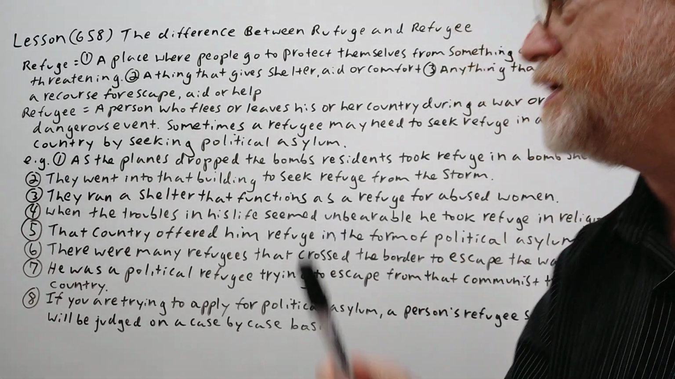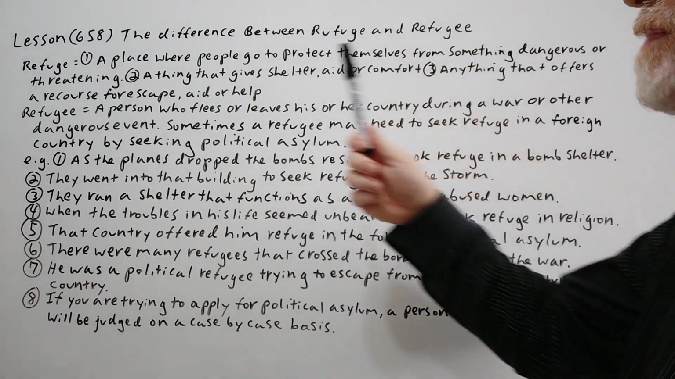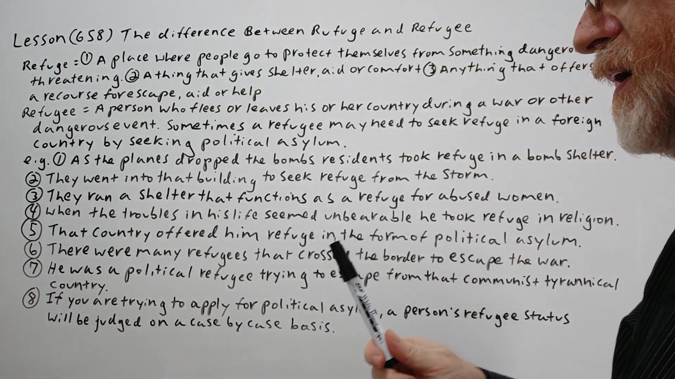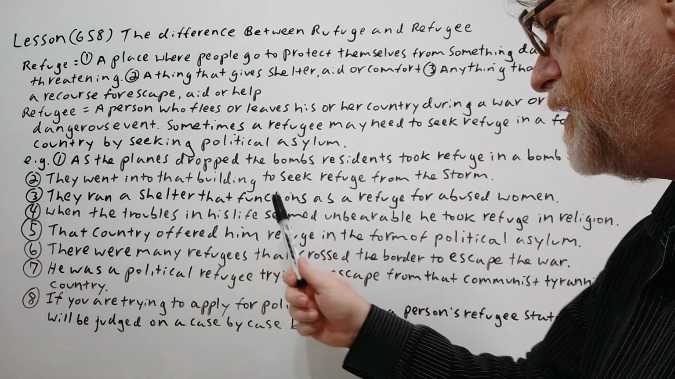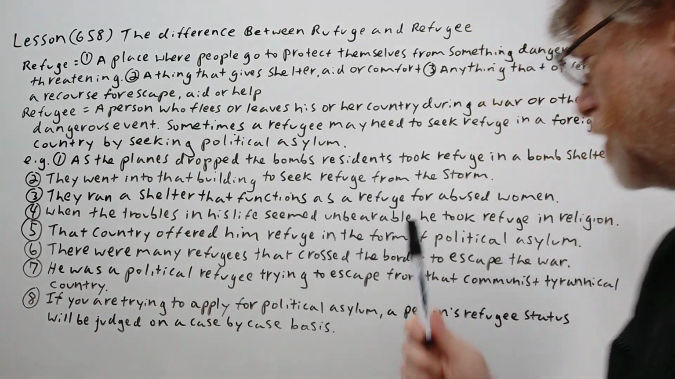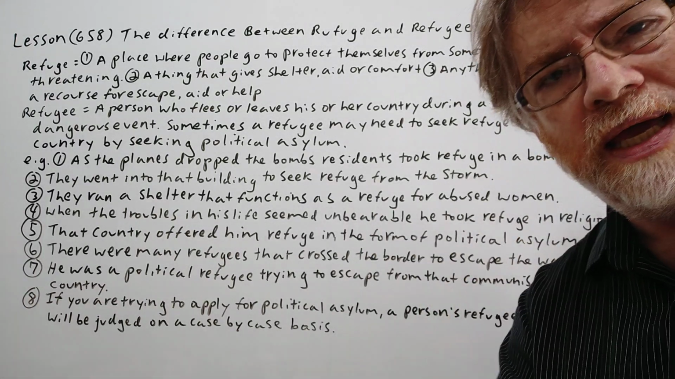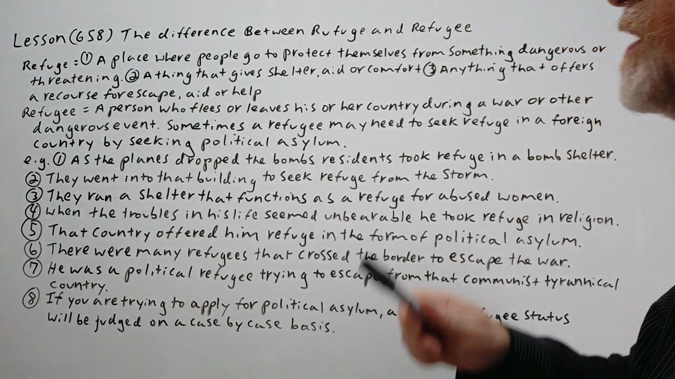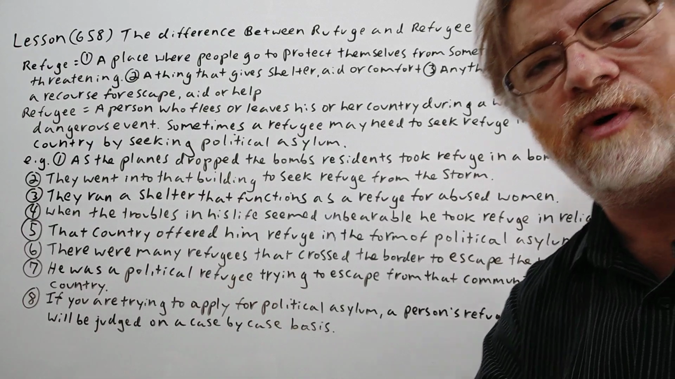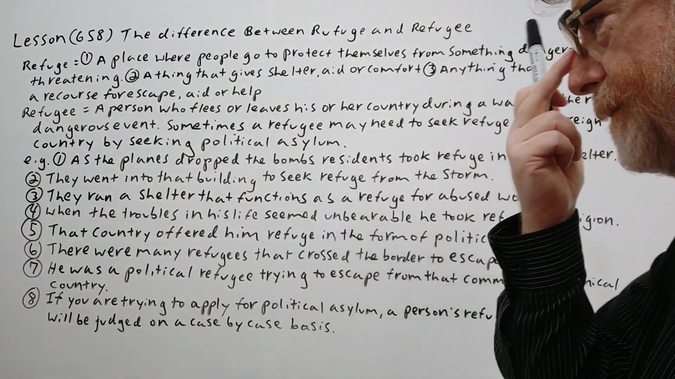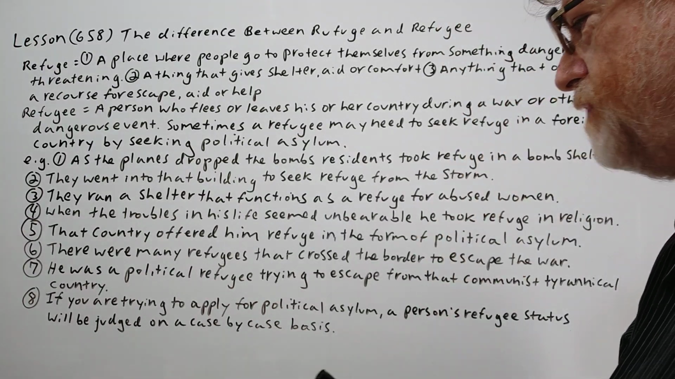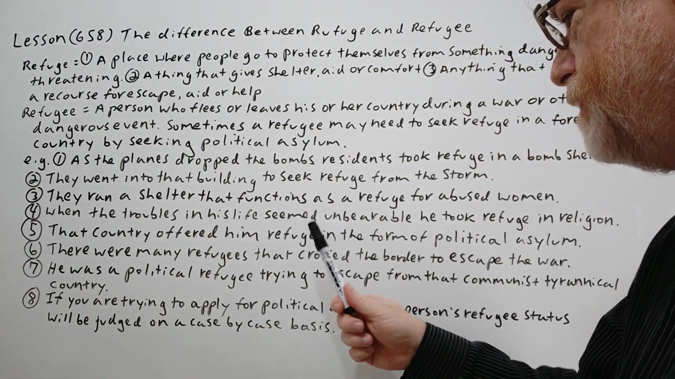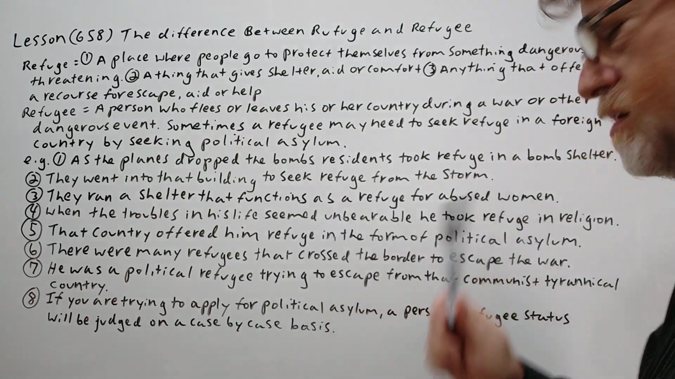Okay, so sometimes it could be that meaning, especially in this one, anything that offers a recourse for escape, aid, or help. That follows that idea. Number 4, when the troubles in his life seemed unbearable, he took refuge in religion. We often use the phrase to take refuge in something that could offer you some sort of escape or help in that sense. All right. Number 5, that country offered him refuge. Well, this is going back to a place in the form of political asylum.